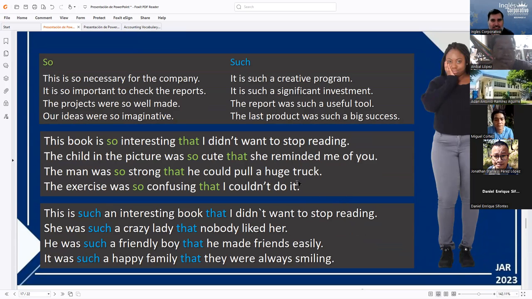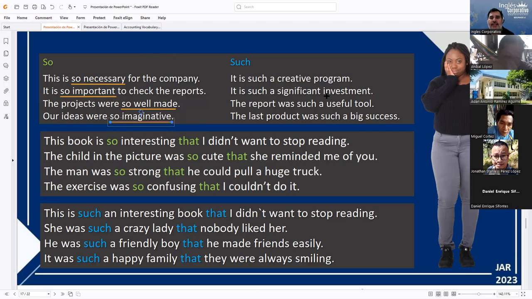Check the example. This is so necessary for the company. We'll just put it here. So necessary for the company. And the second part is omitted. It is so important to check the reports. The projects were so well made. Our ideas were so imaginative.